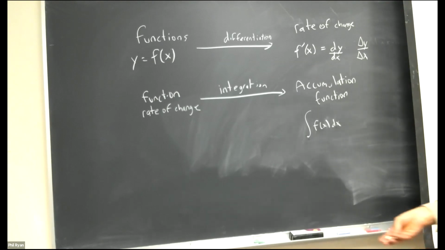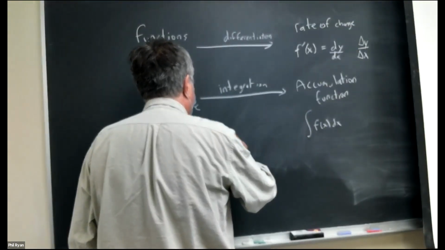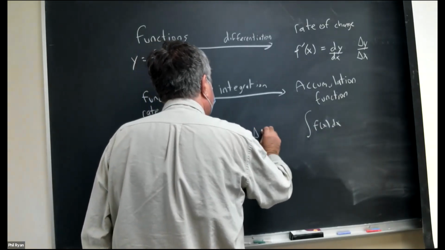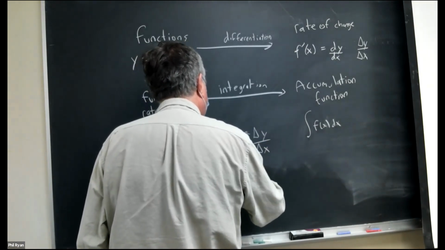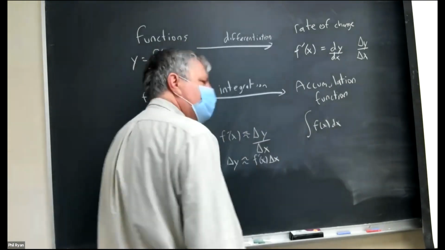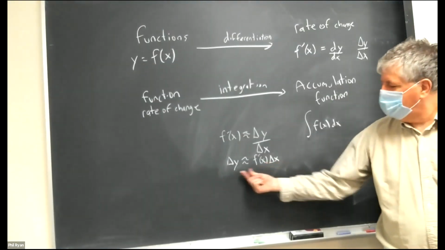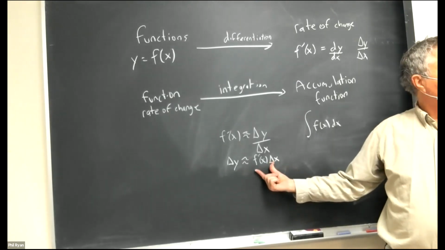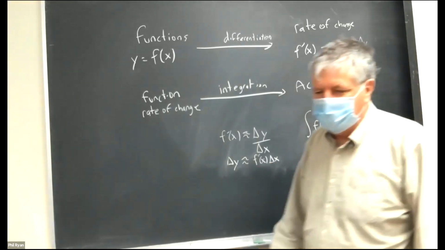And so to go the other way, if f prime of x is approximately delta y over delta x, then delta y is approximately f prime of x times delta x. Okay, so we can figure out how much we've accumulated over that little time period by multiplying the derivative by delta x. This is the process of integration.